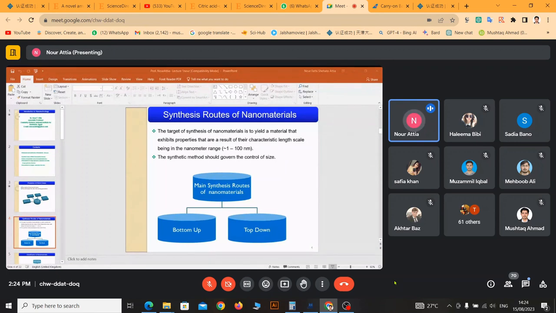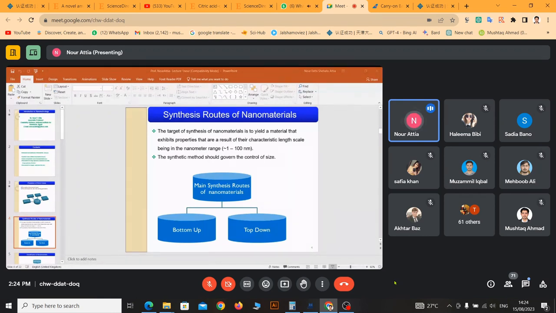So it's not correct right now. And people started to think about the synthesis procedure or the main route of synthesis. They discovered there are two main routes of synthesis, and under these routes there are many sub-methods. So there are bottom-up techniques and top-down techniques. What is the meaning of bottom-up and top-down?